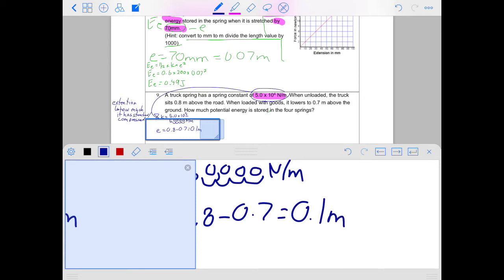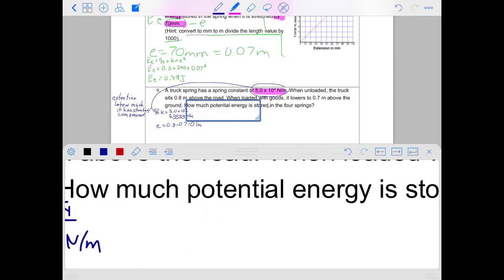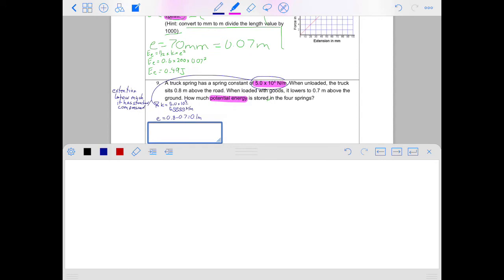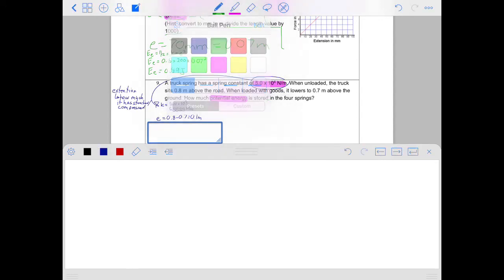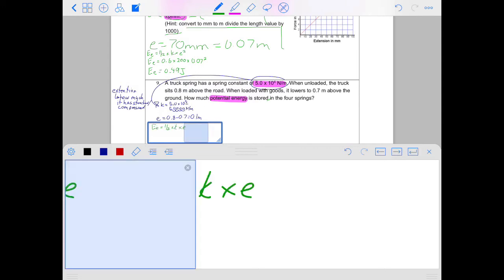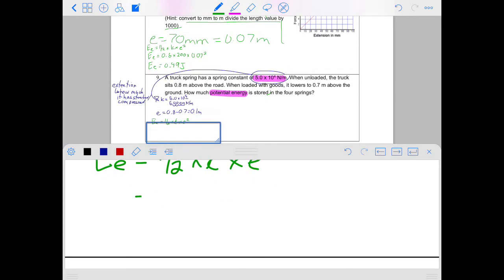So that's our extension. How much potential energy is stored in the 4 springs? So how much potential energy? We know that's elastic potential energy because we're talking about springs. So just back to our equation. Elastic potential energy is 1/2 times our spring constant times our extension squared. And now we have those numbers, we can just plug them in.